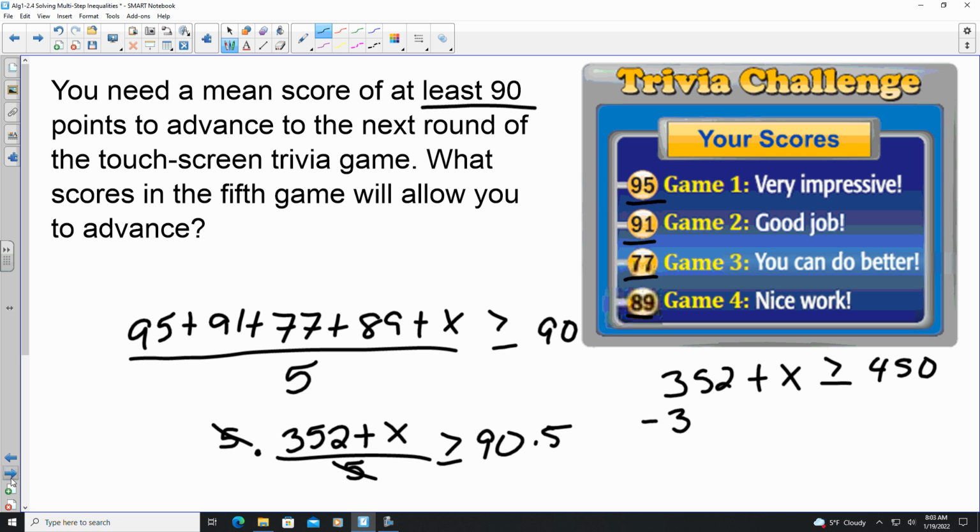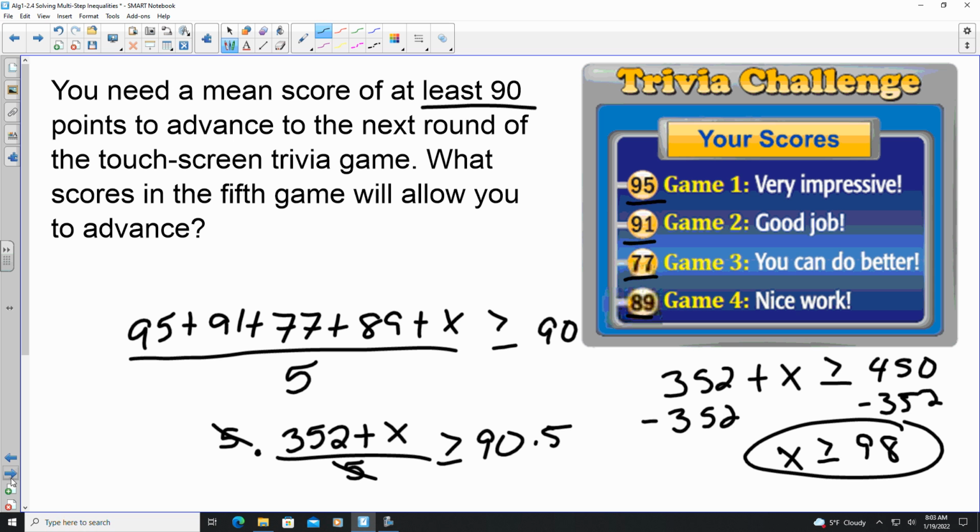So by eliminating them any way we can, it makes it easier on many of us. Now in this particular situation, we are simply going to subtract the 352 from both sides, which then gives x must be greater than or equal to 98. So you need a 98 or higher in order to advance to the next round. And that is how to solve multi-step inequalities. Hope this helps. Until next time.